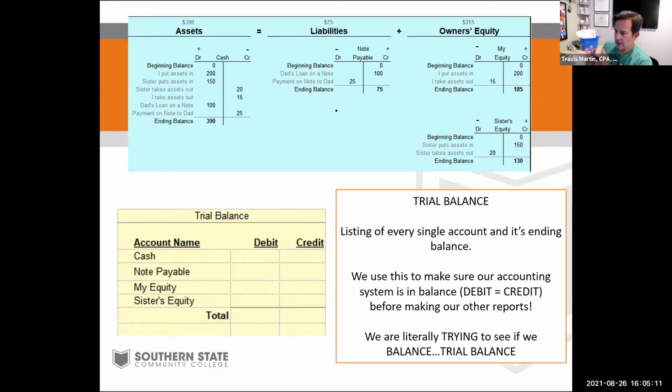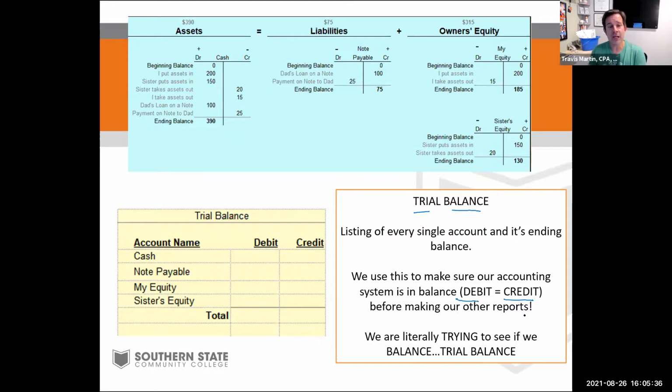The next report I'm going to show you isn't really a report we give to anybody. It's a report the accountant uses to make sure that the accounting system is in balance. And that's called a trial balance. Literally, it's just a report that tries to see if we're in balance in the accounting system. What that means is, does debit equal credits in total in our accounting system?